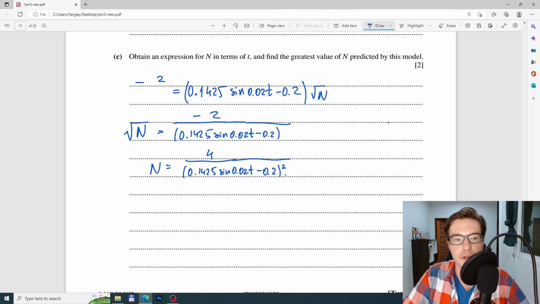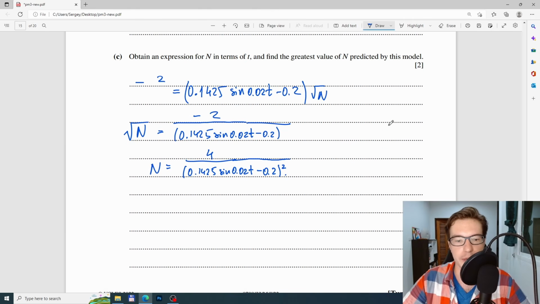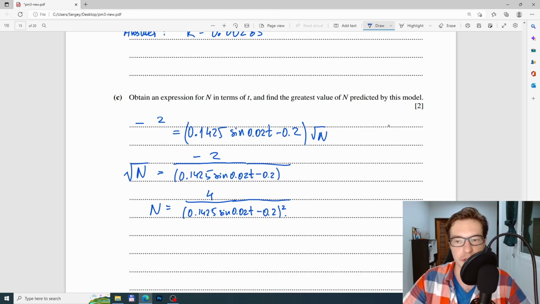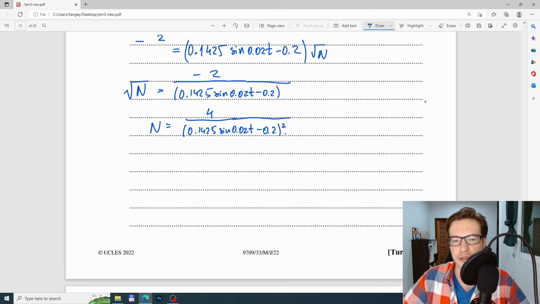Okay, so that's the first part of the question. We got an expression for n in terms of t. And now we'll have to find the greatest value of n. Okay, how to find the greatest value? I will have to find the maximum of the function n of t. I feel like I'm going to overcomplicate this question because it's just only 2 marks, but I don't really see the other way of finding the maximum apart from looking for the derivative and equating this to 0.